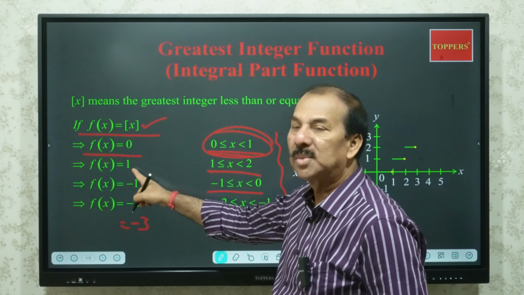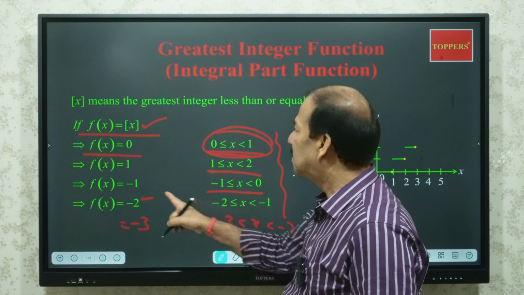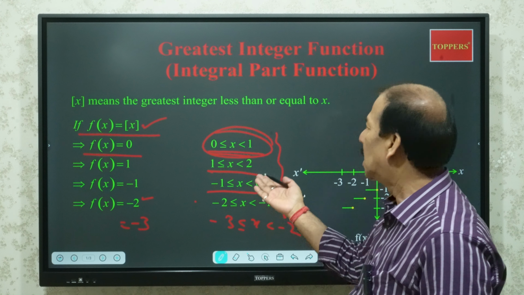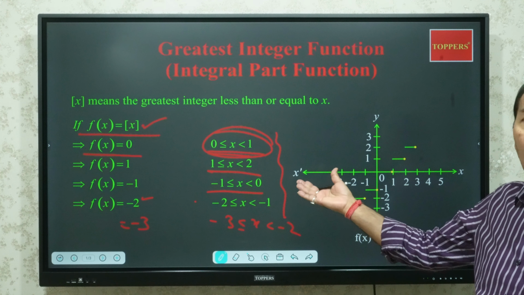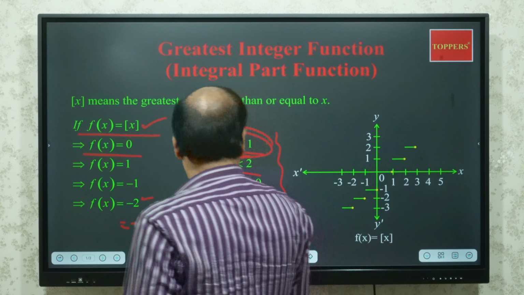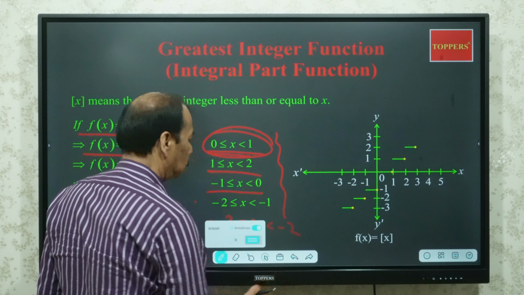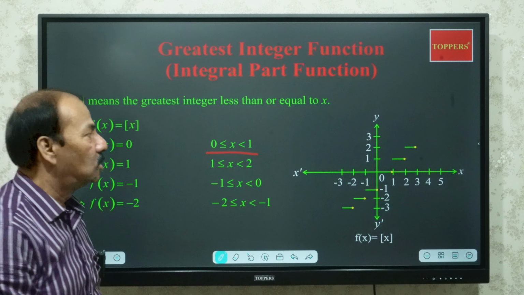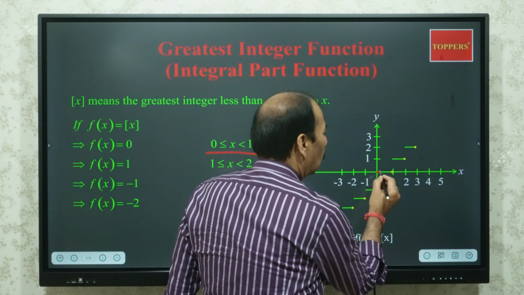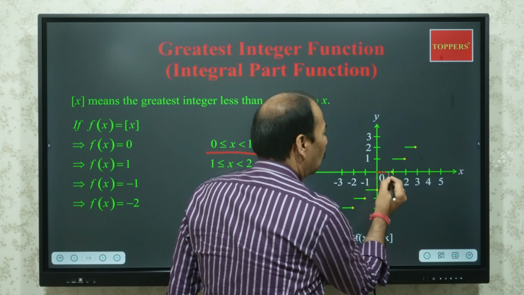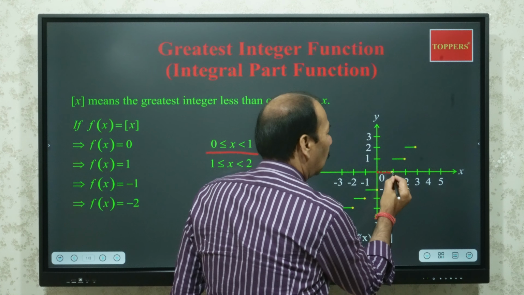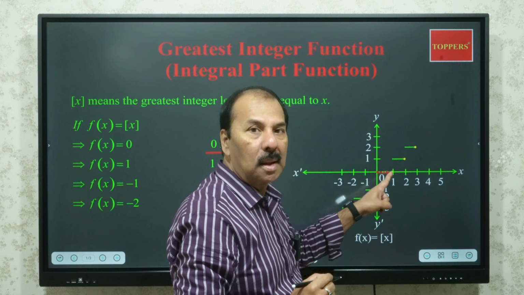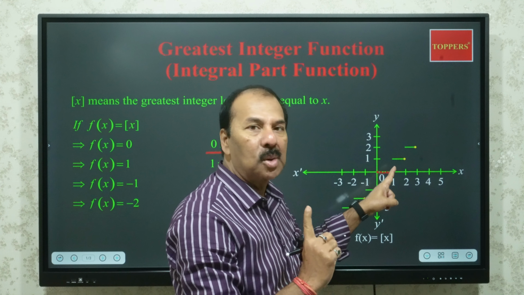Within this interval, it is 1. Everywhere it is 1. Within this interval, f of x is minus 1. So we can plot the graph of this function, and let us see how it behaves. So here, take x anywhere between 0 to 1. So 0, 0.1, 0.2, 0.3, 0.4 up to 0.99, something like that. So we are moving up to 1, but not equal to 1.